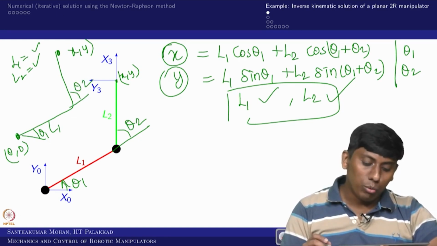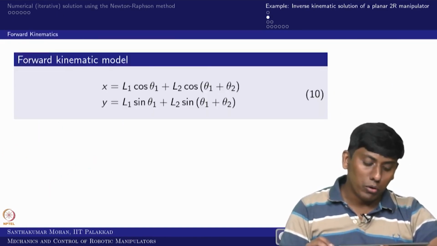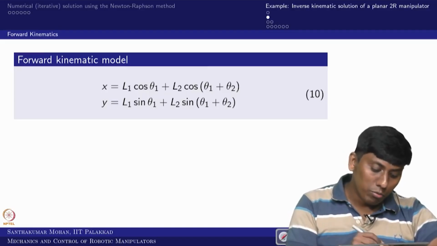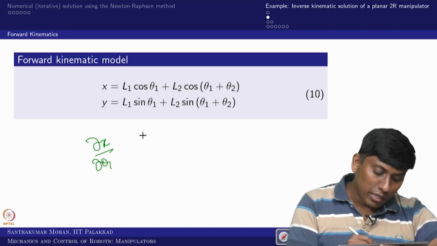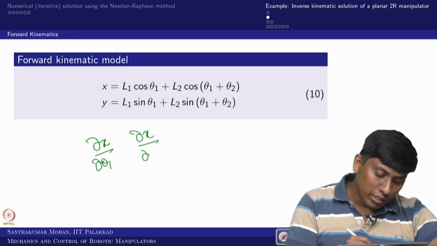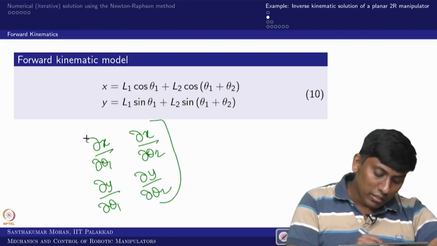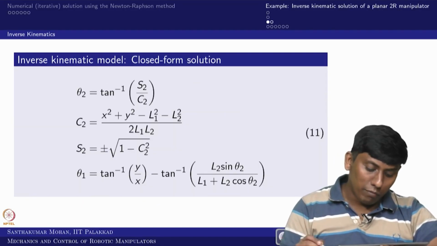For that, what one can do is go to the forward kinematic model. This is what I have written. Now you can take the partial derivatives: dou x by dou theta 1, dou x by dou theta 2, dou y by dou theta 1, and dou y by dou theta 2, right. This is what you call the Jacobian matrix. So you can find it.